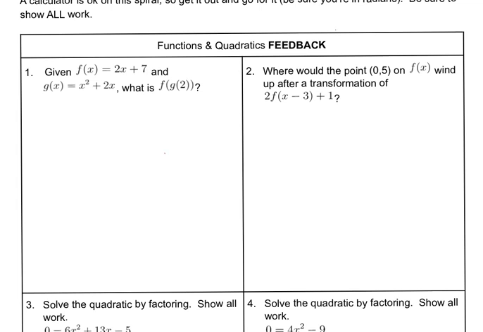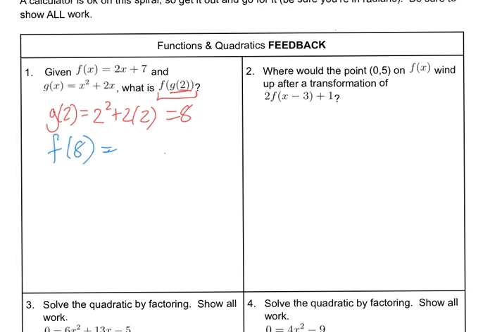So looking at this first problem, we've got f of x and g of x given to us, and we're asked to find f of g of 2. When I see this, the thing that I know is I need to find g of 2 first. So let's find that. G of 2 is going to be 2 squared plus 2 times 2. That gives us 8. Once I have that, I've got to plug that into my function f.